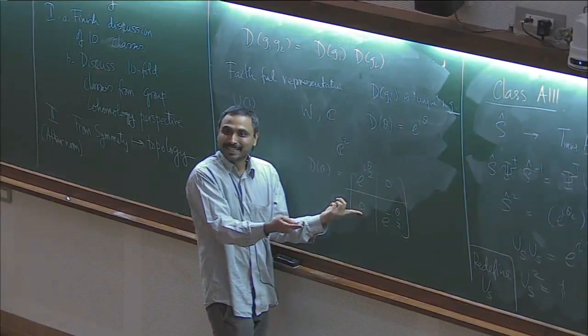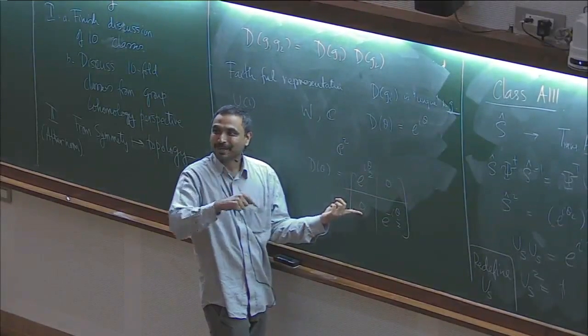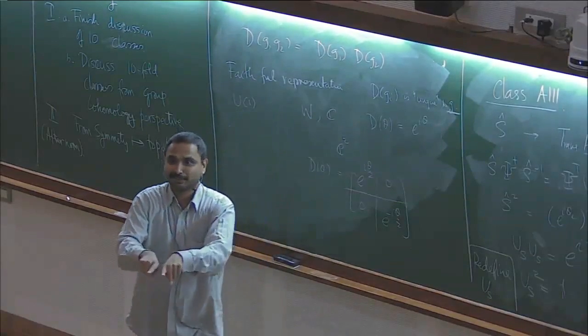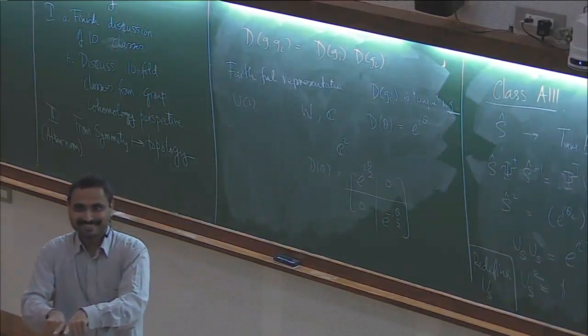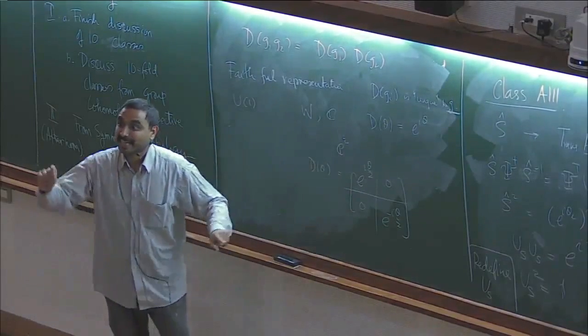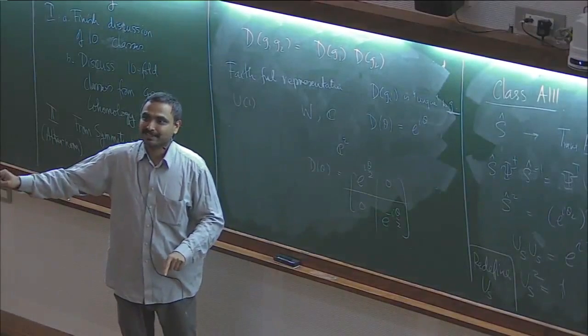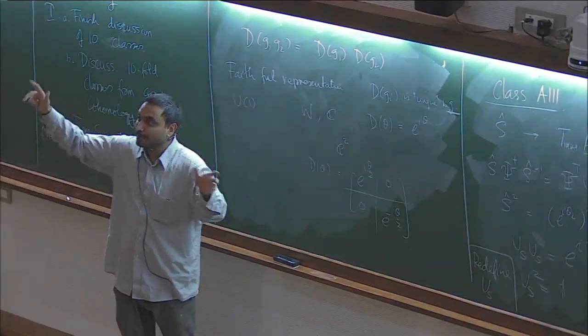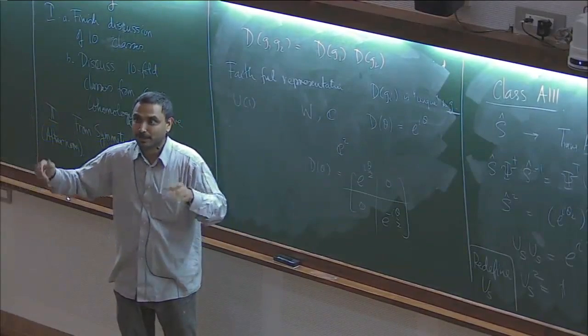So these are actually two copies of a one-dimensional representation just glued together artificially. Right? So such a representation is called a reducible representation. If you give me a representation, and it can be broken down into representations of smaller dimensional vector spaces, that would be called a reducible representation.